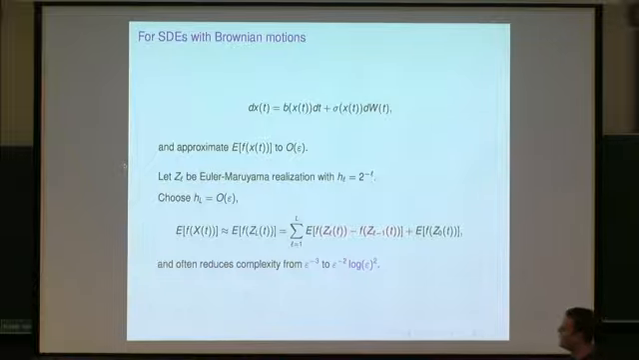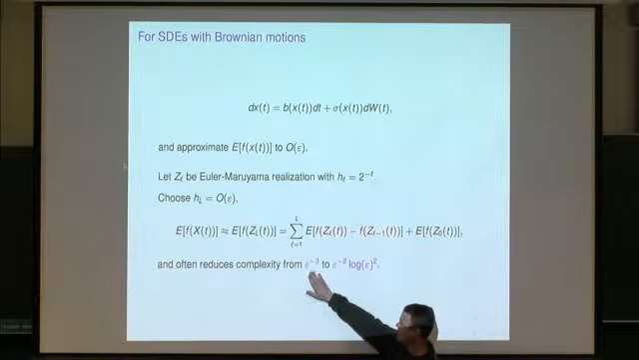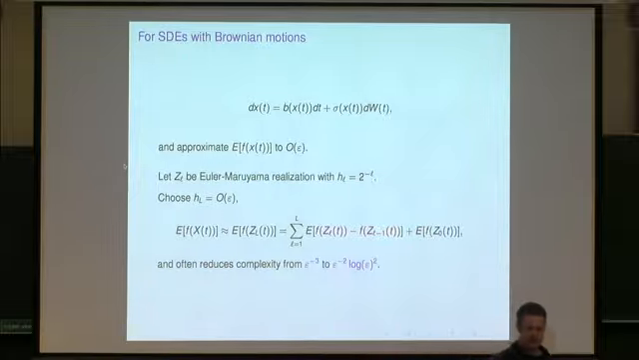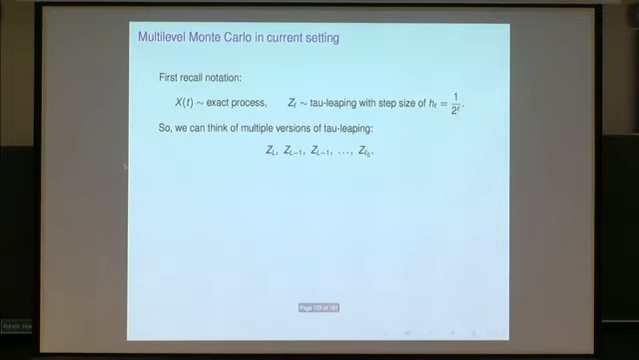There it is. And as Des mentioned last time, this often reduces the complexity from order epsilon to the negative 3 to order epsilon to the negative 2 times the log term. And there are other fancier ways to do this. Should I call this vanilla MLMC? I don't know. Okay, that's MLMC without the analysis.